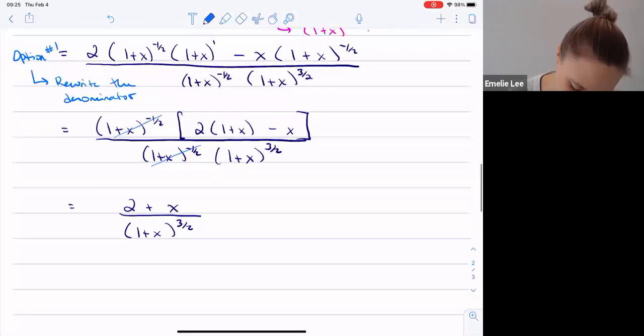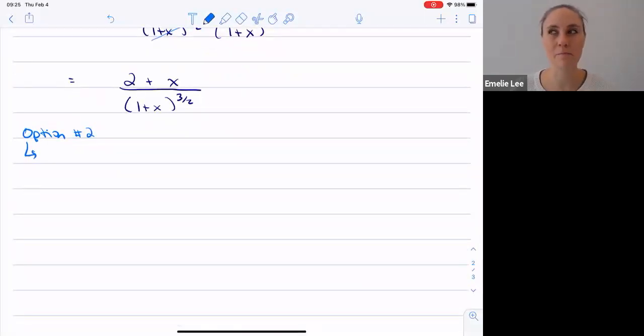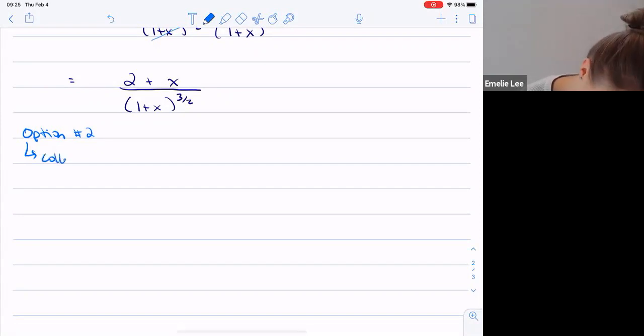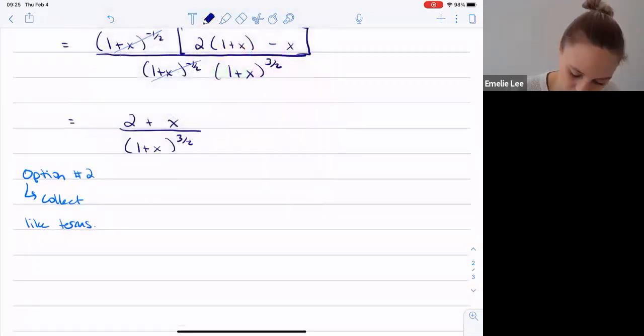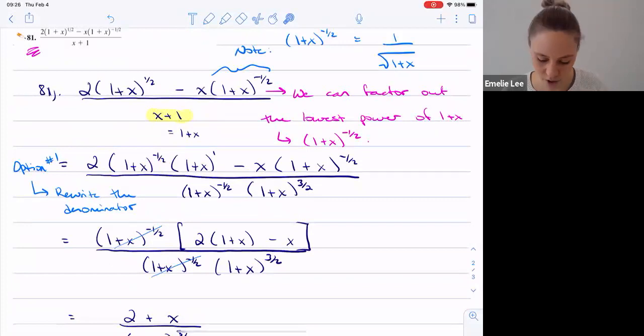So option number 2, just to show you, I want to say move the factor to the denominator. Maybe I should summarize it as collect like terms. Jury's still out on how I should summarize this thing. But so we start here because we've already done the work of factoring out that common factor of 1 plus x to the negative 1/2. That step I have to do regardless. I'm just showing you different ways that you can manipulate the denominator.